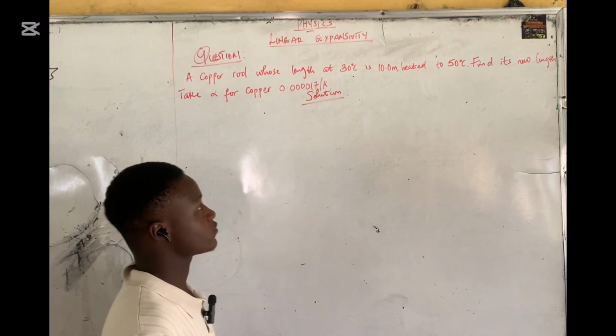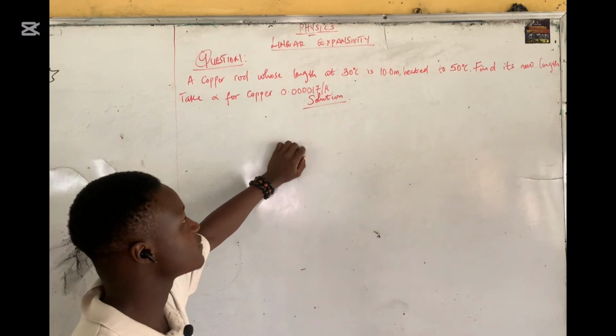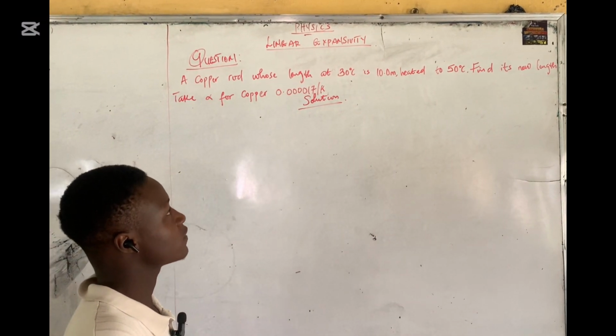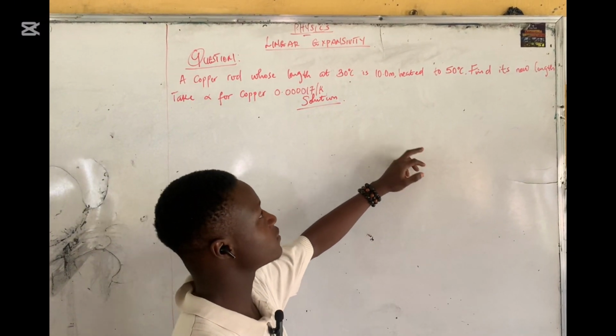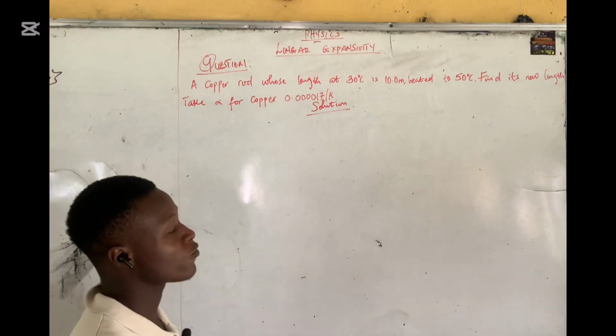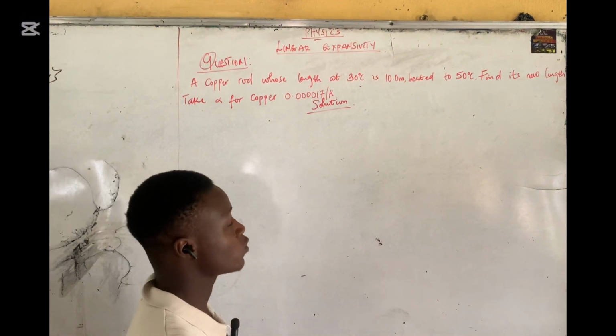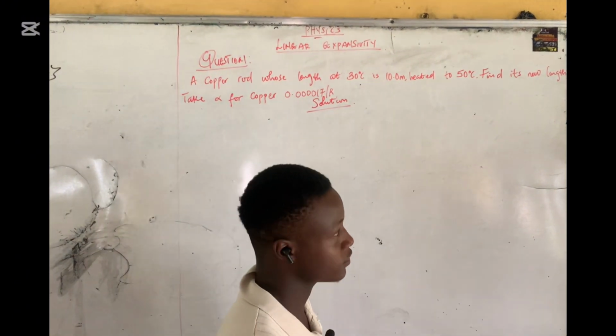Alright, so this is the question. It says a copper rod whose length at 30 degrees Celsius is 10.0 meter is heated to 50 degrees Celsius. Find its new length. Take alpha for copper to be 0.000017 per Kelvin.